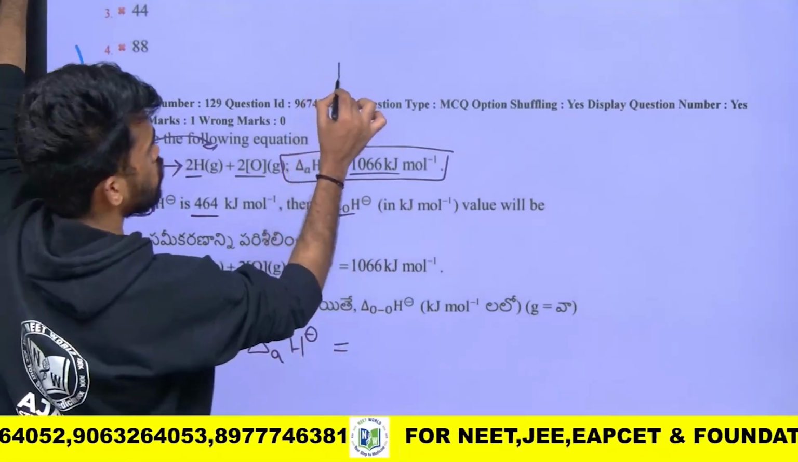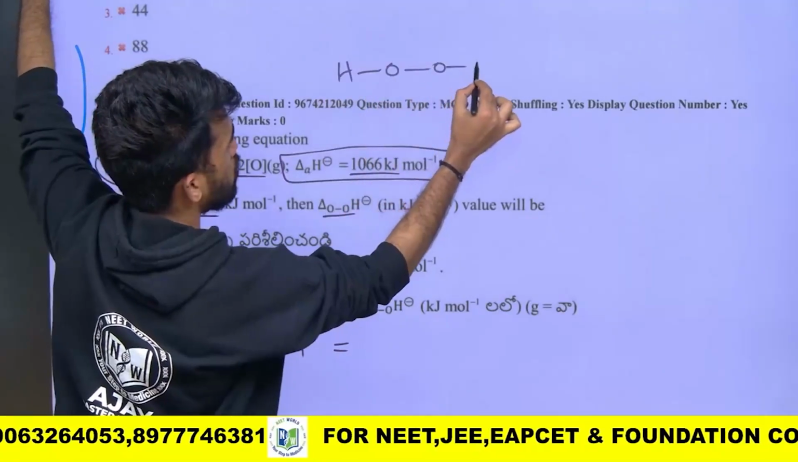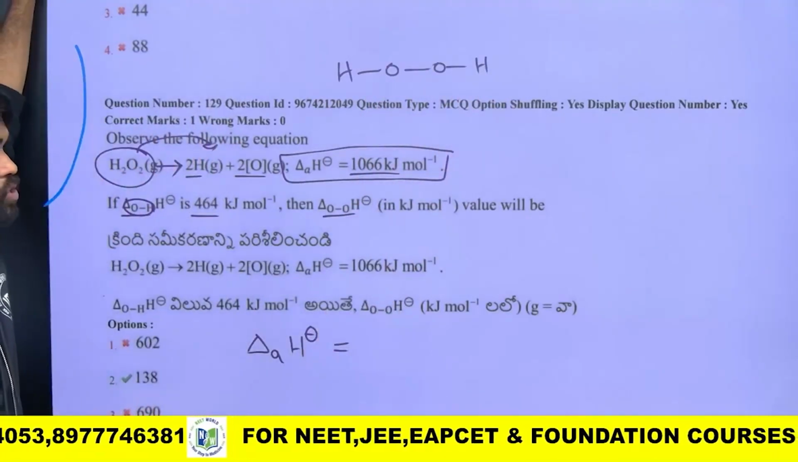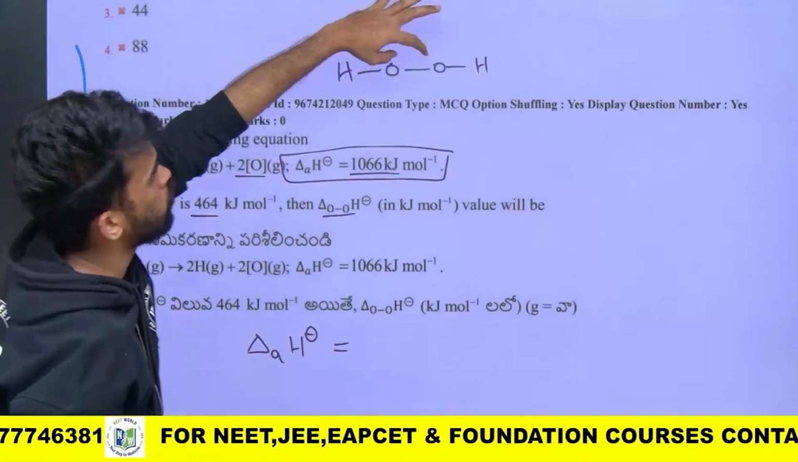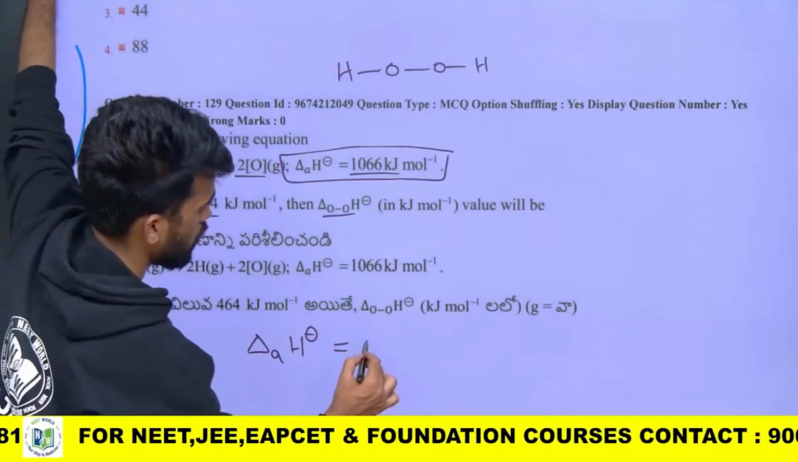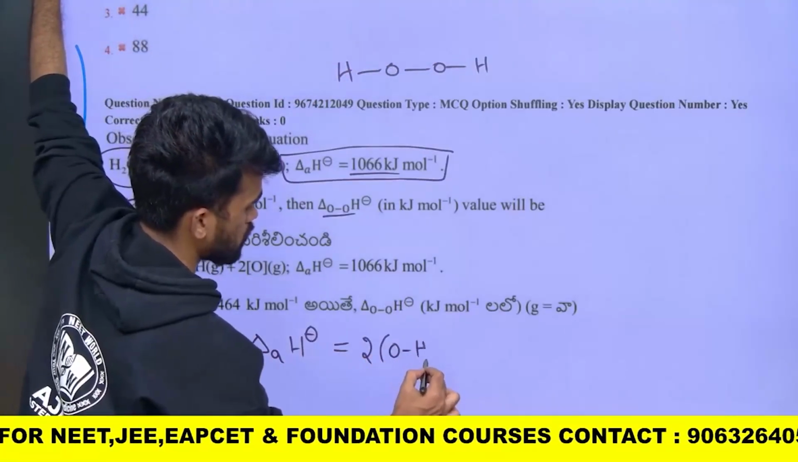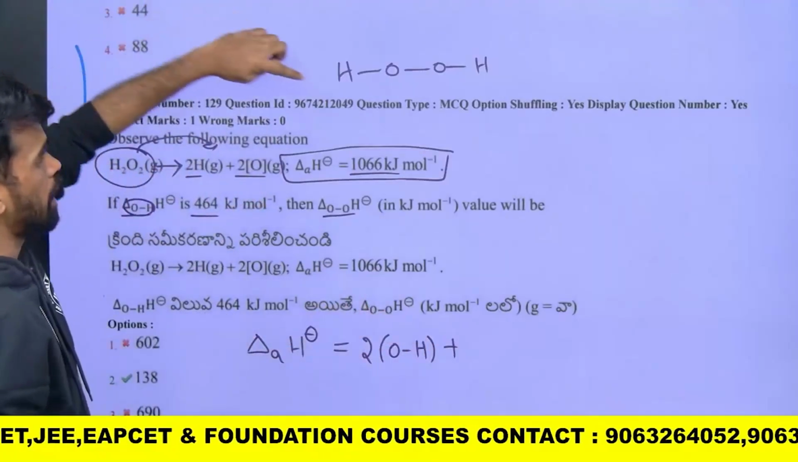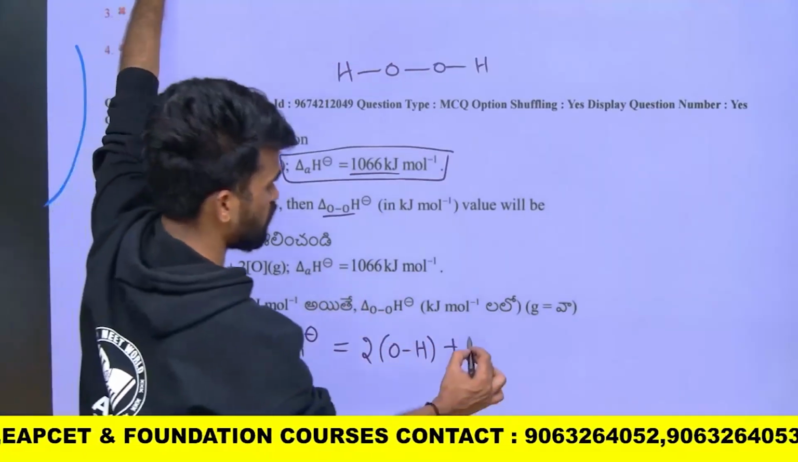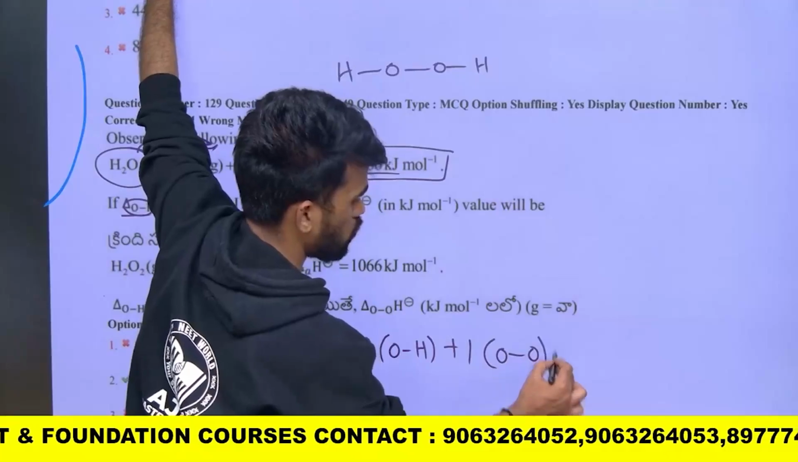In H2O2, what are the types of bonds we have? This is the structure of H2O2, right? So how many OH bonds do we have? 2 OH bonds. I am writing 2 OH, plus, and next, how many OO bonds are there? 1 OO bond I am writing. You can write like this.